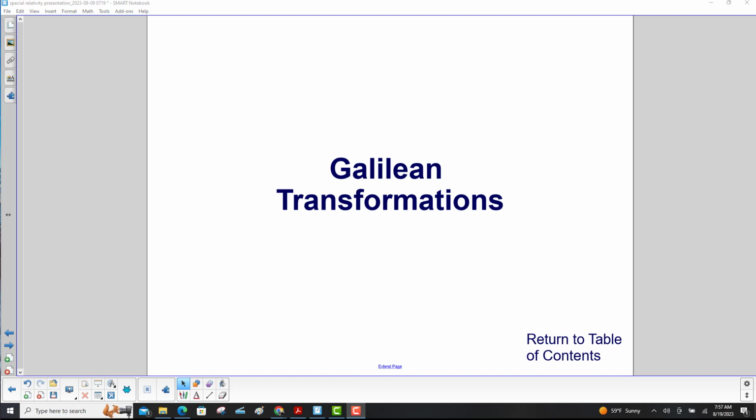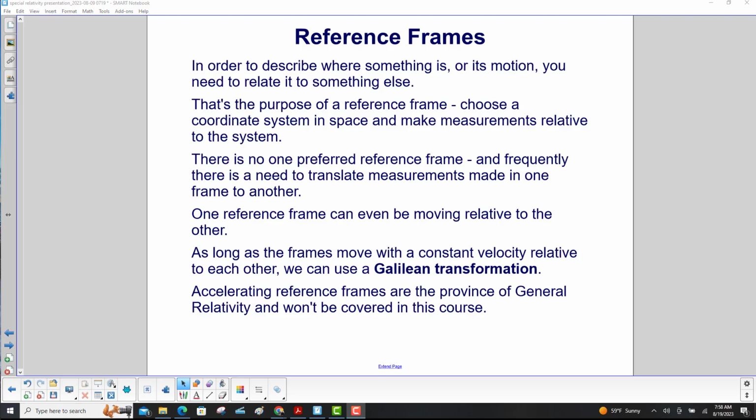Galilean transformations. In order to describe where something is or its motion, you need to relate it to something else. That's the purpose of a reference frame. Choose a coordinate system in space and make measurements relative to the system. There is no one preferred reference frame, and frequently there is a need to translate measurements made in one frame to another. One reference frame can even be moving relative to the other.